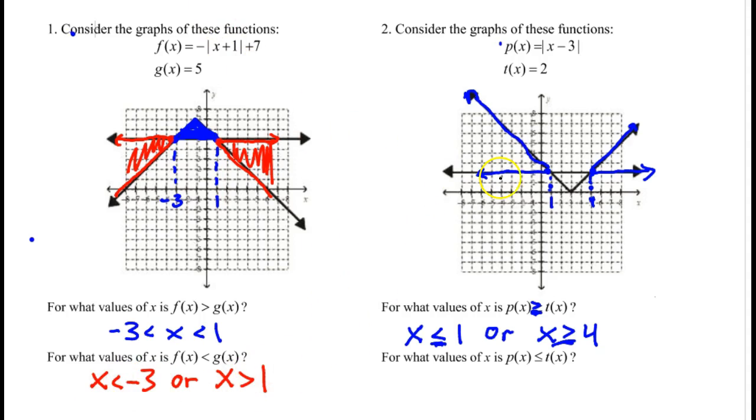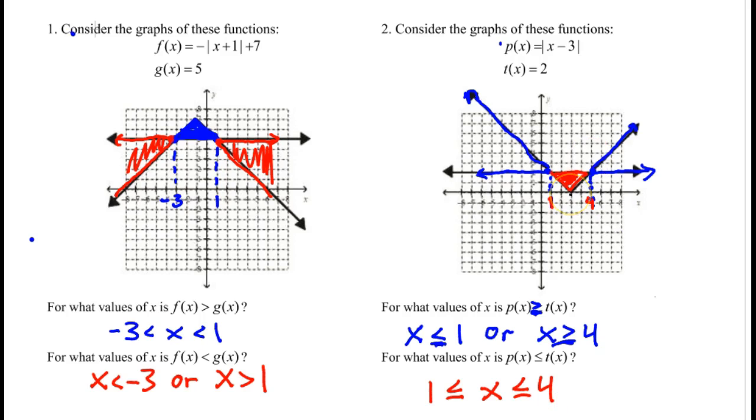Okay, so now we have the other part. Well, when is this absolute value below? So that's below the horizontal line. So that's all of this right here. Everything right here, all these x values, everything between 1 and 4, that's when it's below the graph. So between, that'd be 1 less than or equal to x less than or equal to 4.